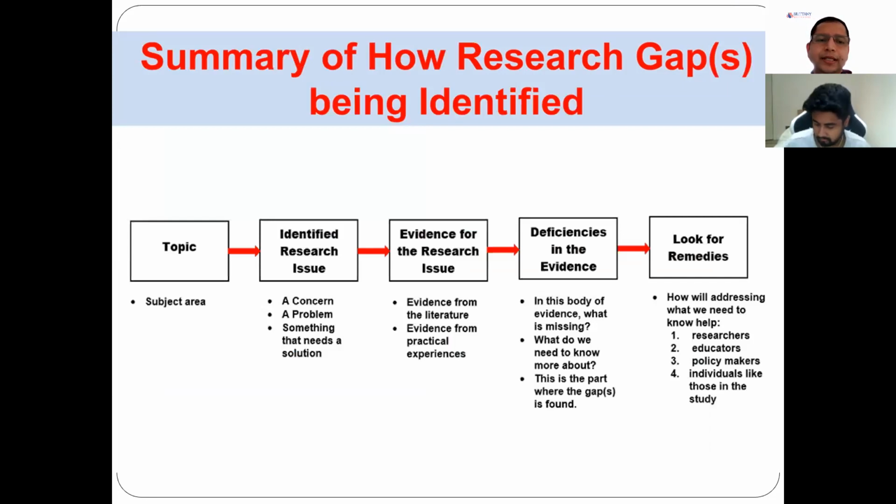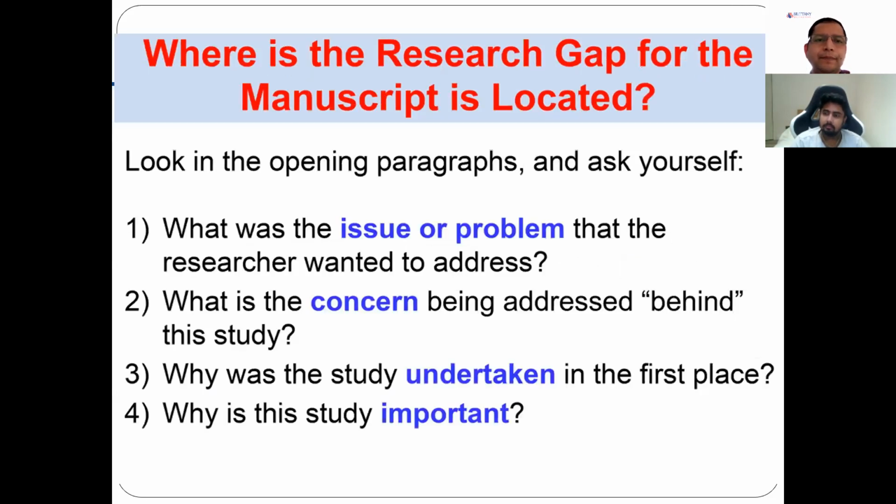So if I show you the summary, you identify the topic first. After today, I'm sure you do a brainstorm and identify the topic. Identify the research issue. The issue you have already identified is that your customer satisfaction is not there or customer complaint. Evidence for the research, that is the part of research methodology you do, kind of survey. Deficiencies in the evidences. So you need to collect some evidence. So you need to do a literature review. You need to do a lot of studies here. And look for the remedies, that is solution, finding the solution. That is a summary of your research gap.